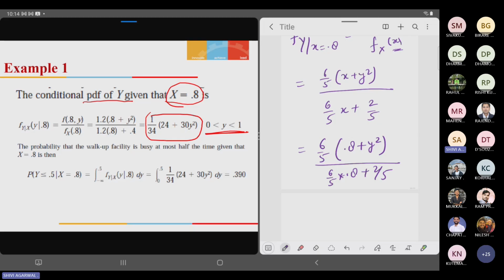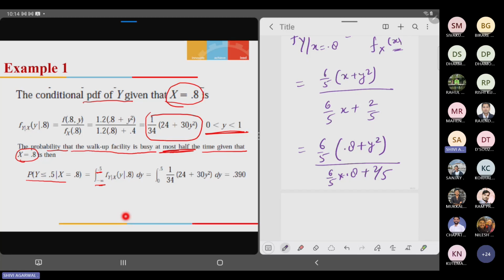Okay. Now based on this conditional density function, we can calculate the probability. The probability that the walk-up facility is busy at most half the time, given that x is equal to 0.8. At most half means 0 to half, or minus infinity to half. So given that x is 0.8, it is a conditional density function.